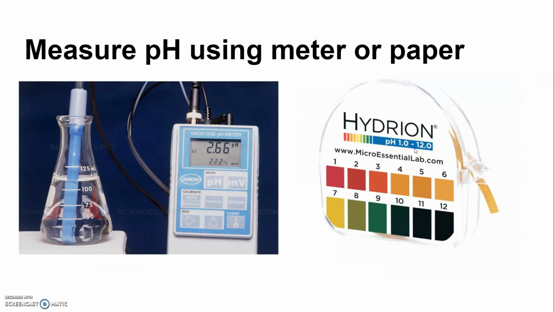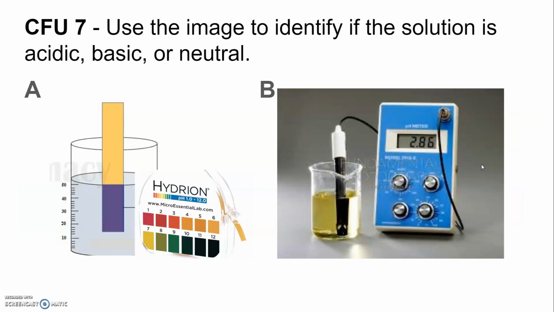In the case of pH paper, which you've probably seen before, these are little strips. They are soaked in an indicator, and the indicator changes color depending on how acidic or basic something is. If you take the strip and dip it into something that's acidic or basic, it will change color, and then you can use the color code here to figure out what the pH is based on the color that the strip turns.